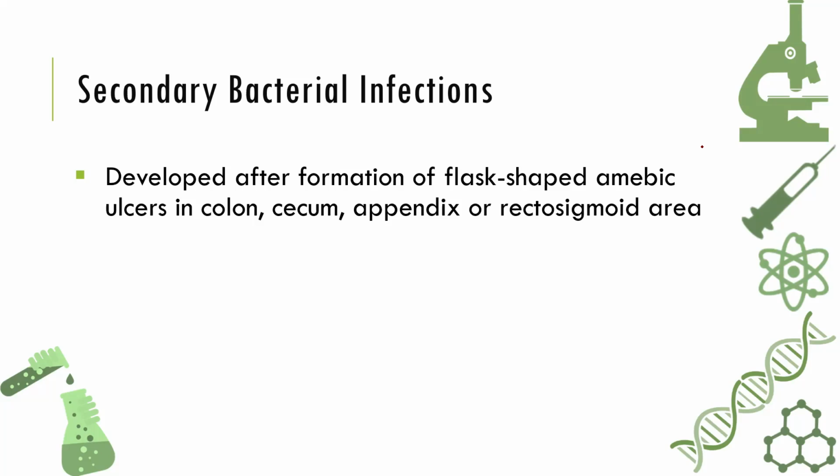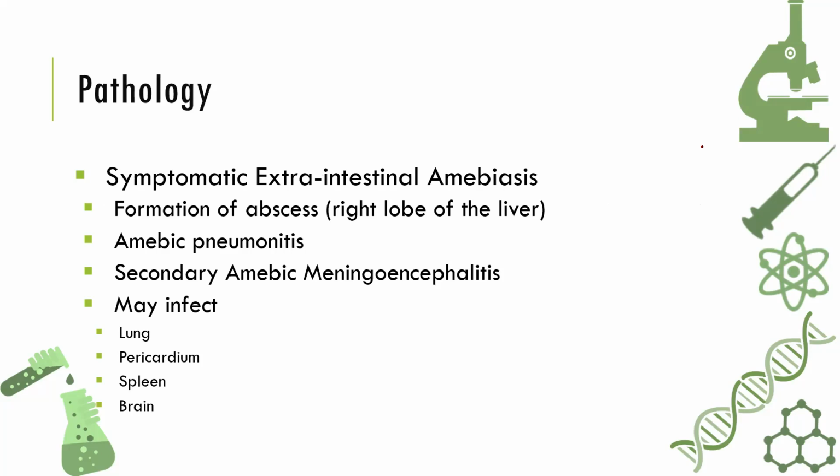So, that is the reason why bacterial infection develops. Secondary bacterial infection. Now, like I said, when it disseminates into other organs, abscess, the first organ is the liver. Formation of abscess in the right lobe of the liver. Why the right and not the left?